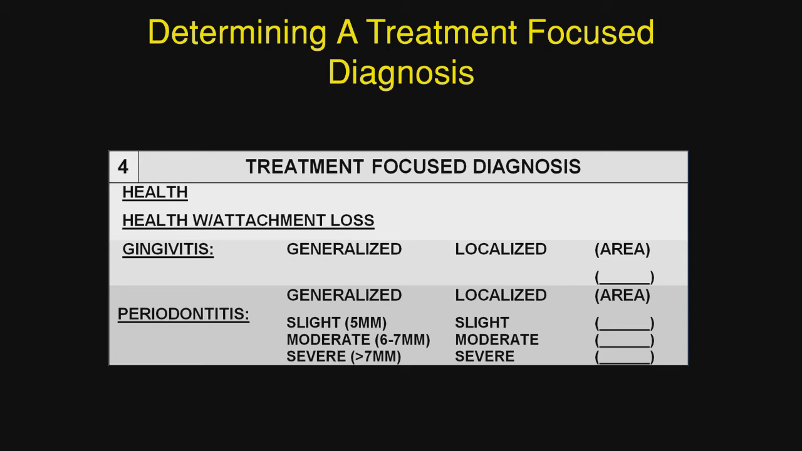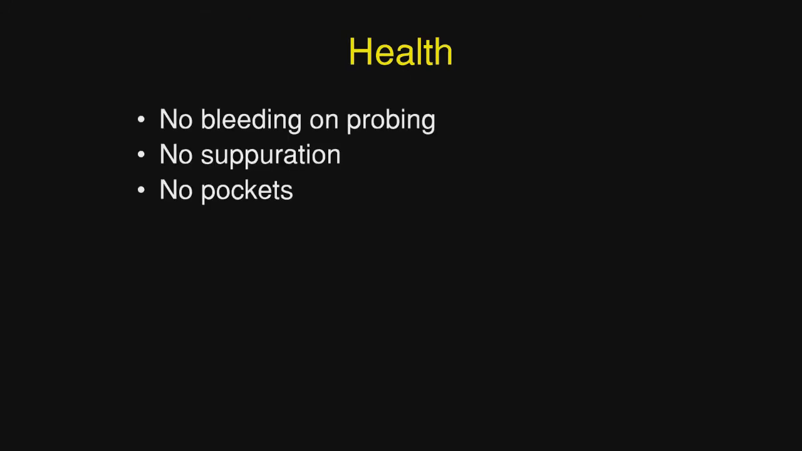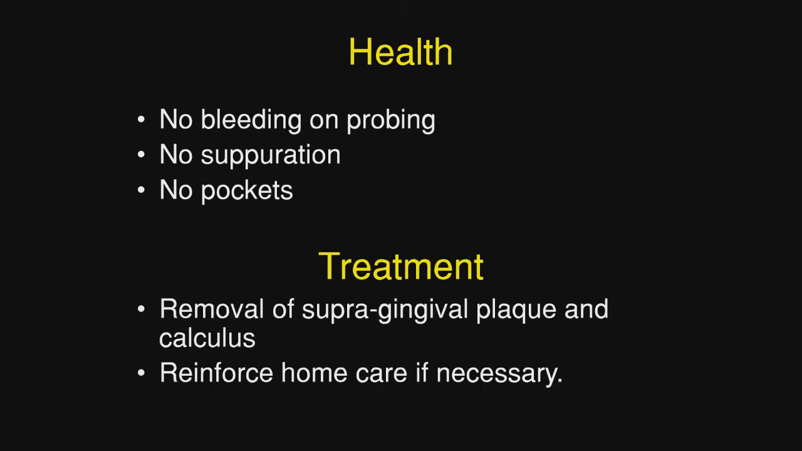So determining a treatment-focused diagnosis, number 4, we have health, and health is basically no bleeding on probing, no suppuration, and no pockets. This patient simply needs the treatment of what's often referred to as a prophy, removal of supragingival plaque and calculus, and reinforced home care if necessary.